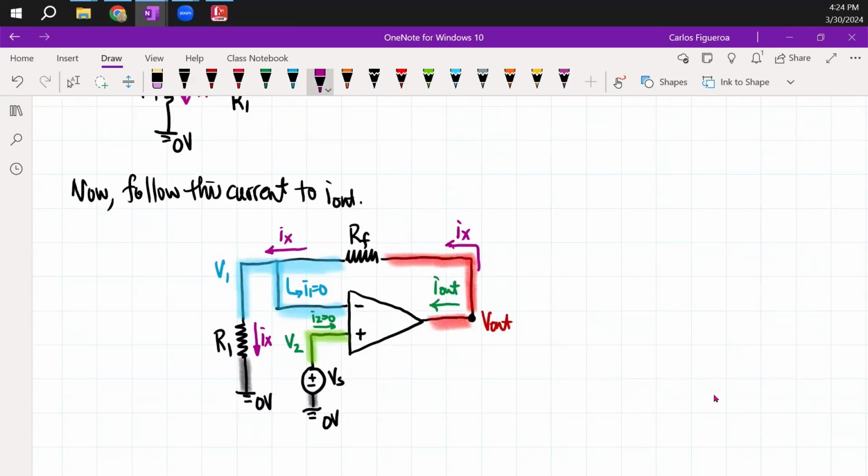And by inspection, we can see that I out has to be negative IX, which is the same as what? Minus V source over R1. So I've now calculated it.